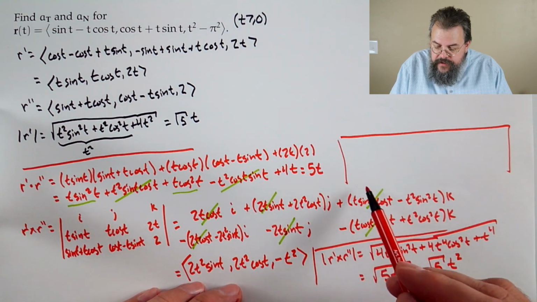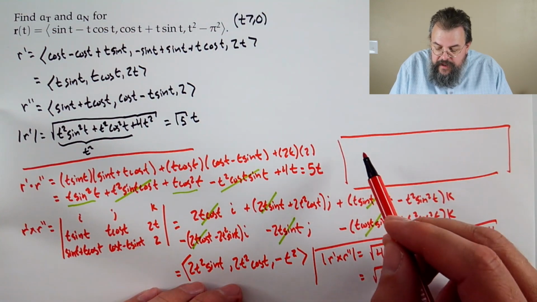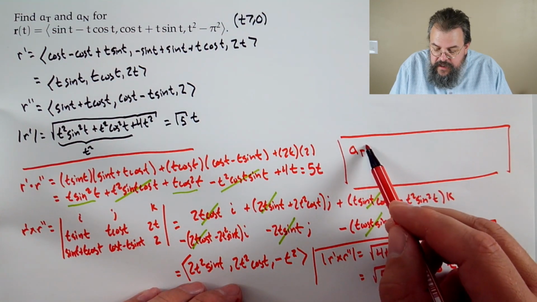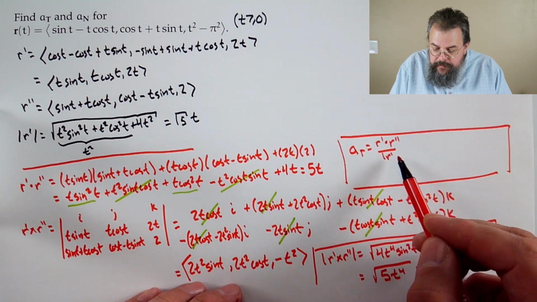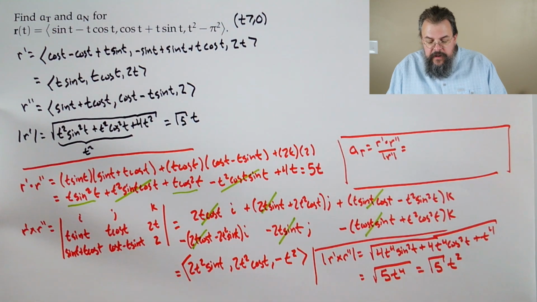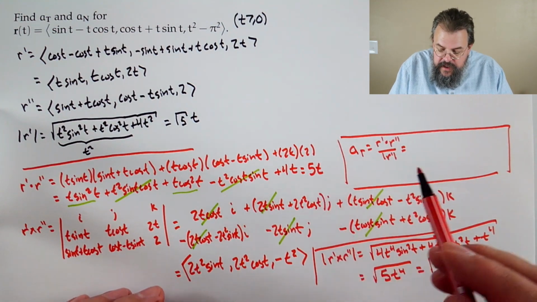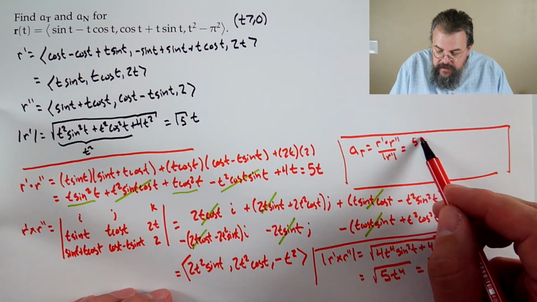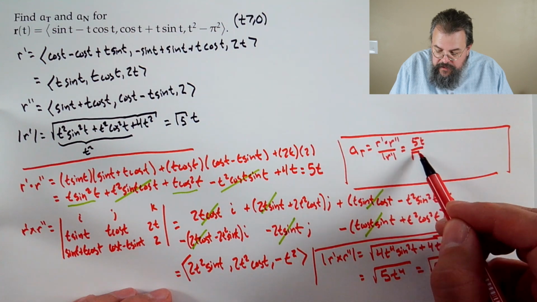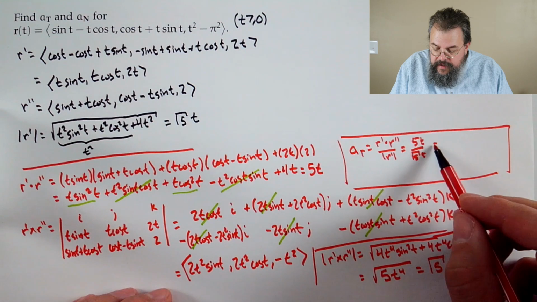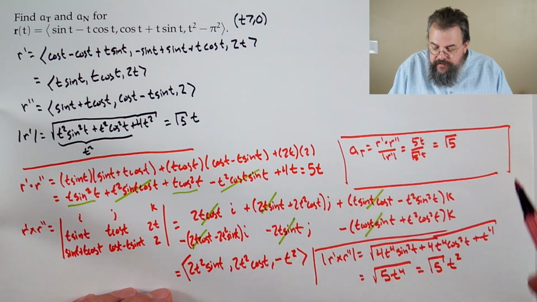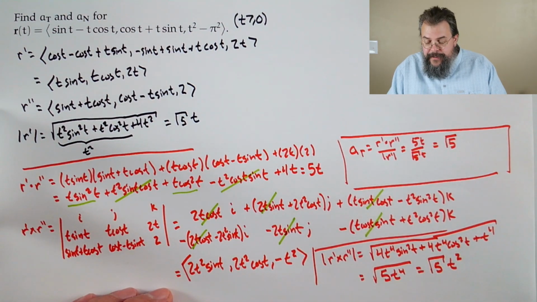We can put our answers right here into our box. A sub t is r prime dot r double prime over the magnitude of r prime. Well, that is 5t divided by the square root of 5 times t. The t's cancel. 5 over square root of 5 leaves us with square root of 5. Okay, that's not so bad.